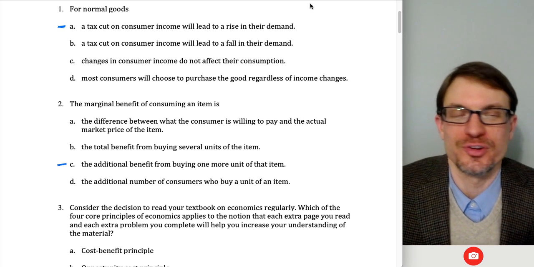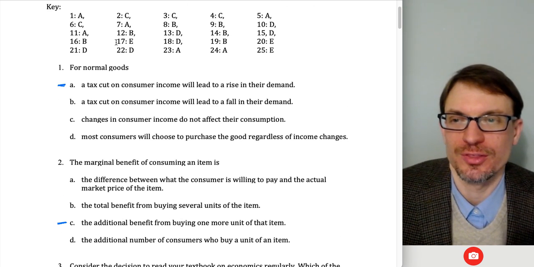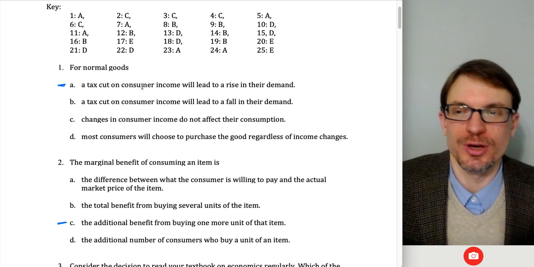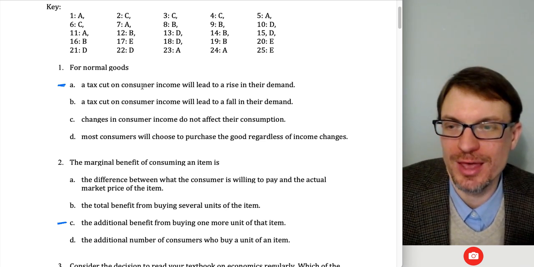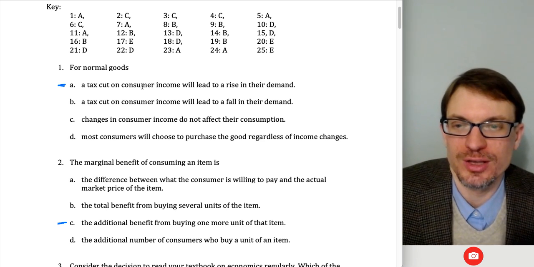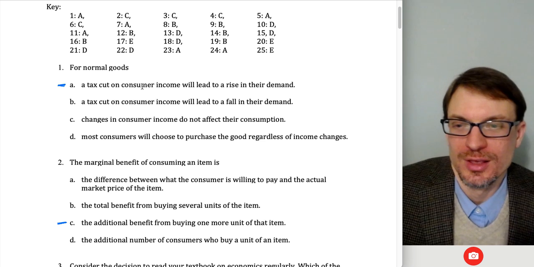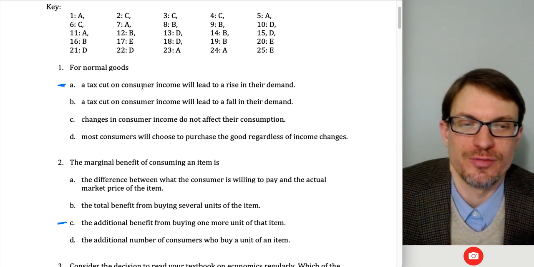Here, the first question, actually, I might as well show the key. So here is the key at the top. First question: for normal goods, a tax on consumer income will lead to a rise in their demand; a tax on consumer income will lead to a fall in their demand; changes in consumer income do not affect their consumption; most consumers would choose to purchase the good regardless of income changes.